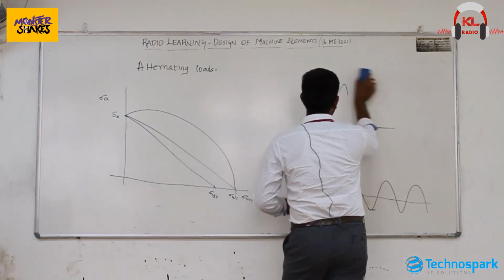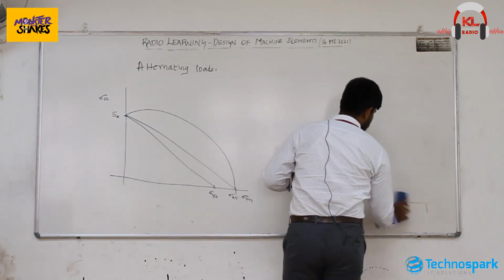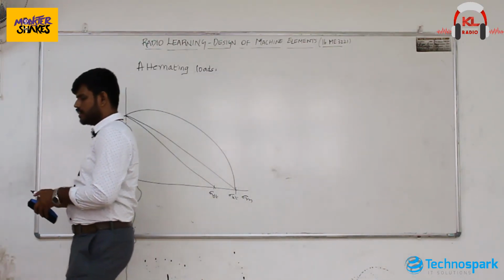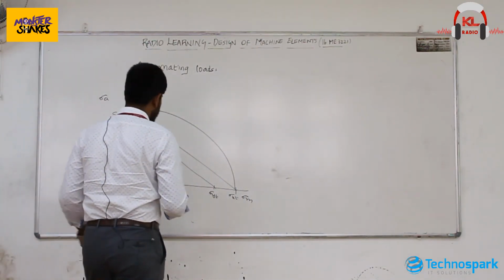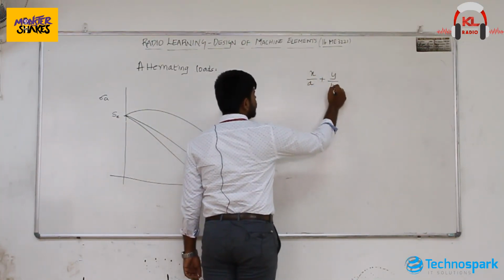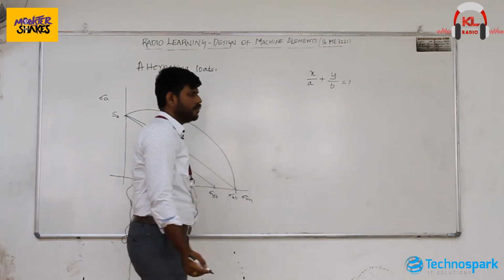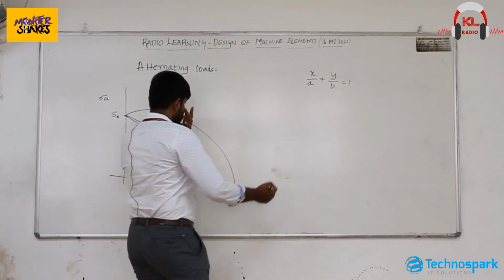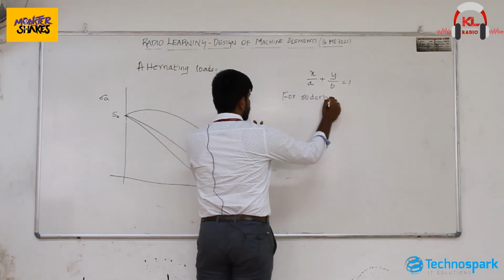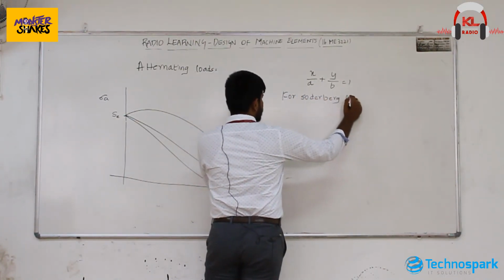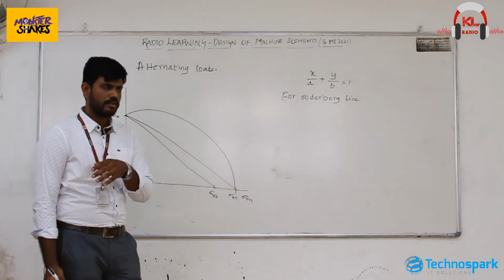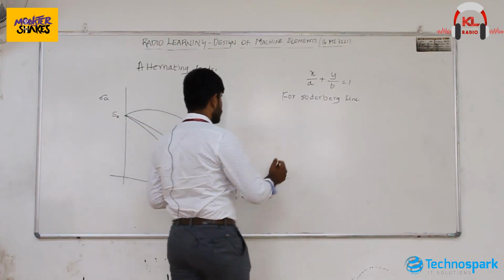Now by seeing this graph, we can formulate the intercept equations. The line intercept equation is x by a plus y by b is equal to 1. For the Soderberg line, the x and y axes are common for Soderberg and Goodman, right? Now what is the x axis?